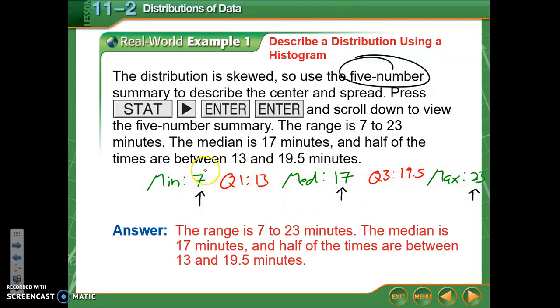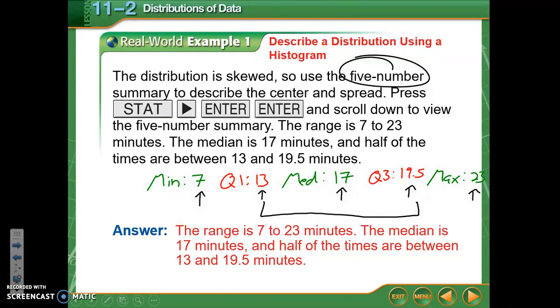The first quartile is halfway between 7 and 17: 13, that's the data point halfway between there. And quartile 3 would be 19.5. So this is the 5-number summary. The total range is from 7 to 23. The median is 17 minutes, right? And then half of my data, remember there's 25% between each of these numbers, is here between 13 and 19.5. 50% of my data is right here.